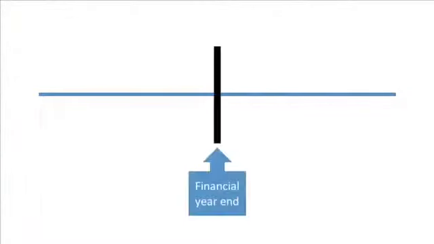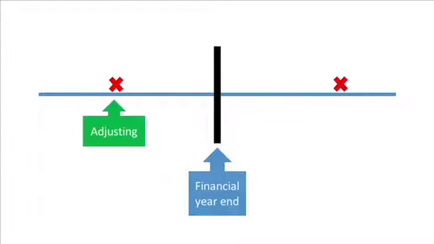So if we use the timeline, the first step would be to plot the financial year end. The second step would be to appropriately plot the events and related information on the timeline. If the event relates to conditions that existed prior to year end, then it is an adjusting event. If it relates to conditions that existed after the financial year end, then it is non-adjusting.